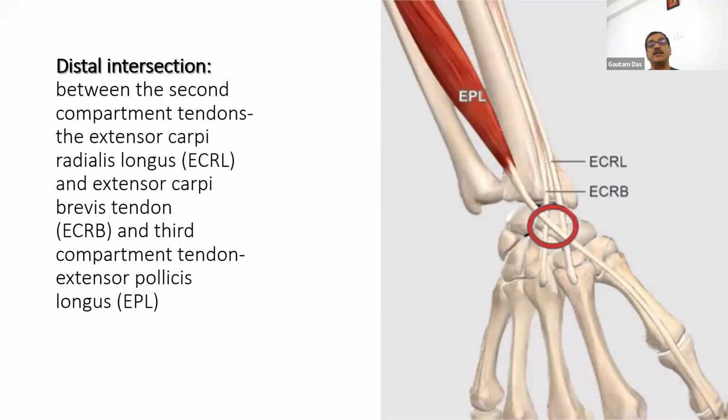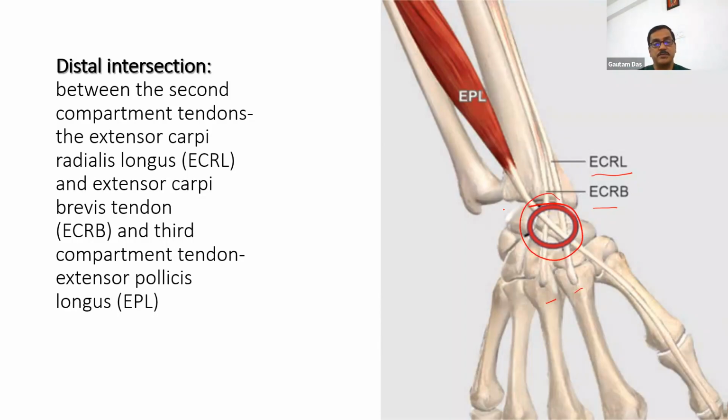And distally, the extensor pollicis longus is going into the first, and the extensor carpi radialis longus and brevis are going into the second and third. So they are crossing here distally, and this is known as the area for the distal intersection syndrome.